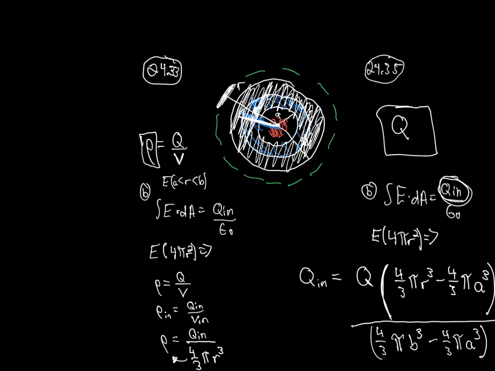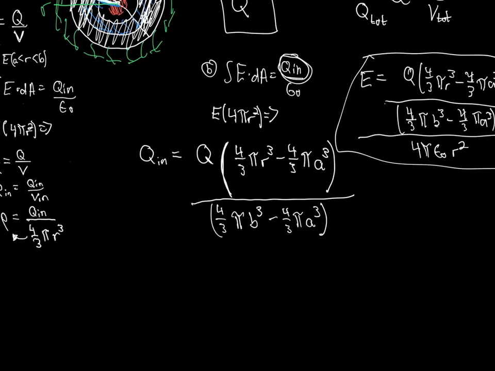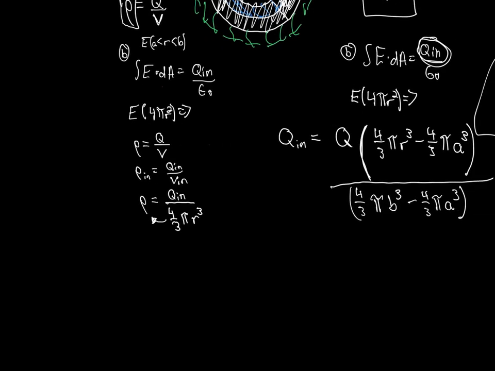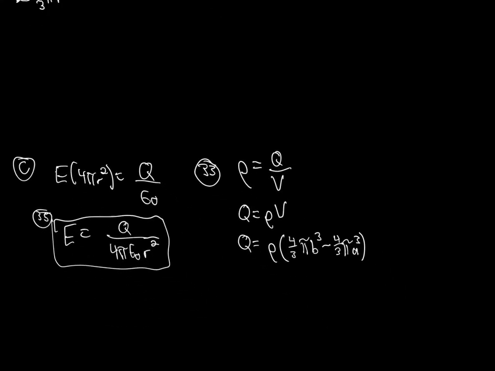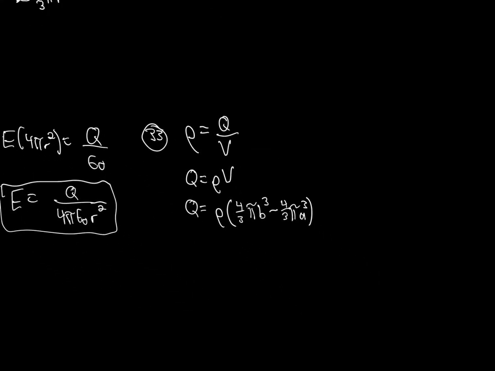My Gaussian surface goes out all the way to this green. So why don't I include any of this? Why isn't it 4/3 pi r cubed? Because there's no charge in this outside part. If I'm doing rho, rho only refers to where the charge actually is. Rho is the charge density, so this is only where the charge is.